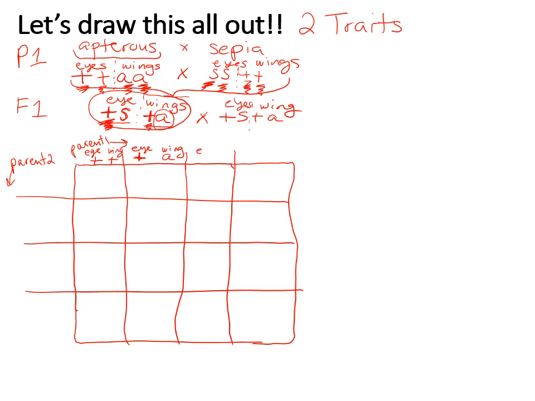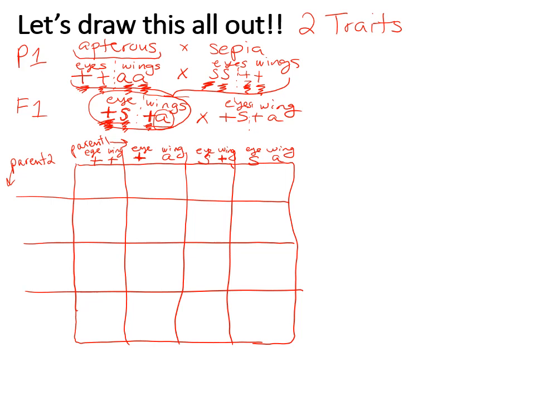Then that fly can also, for eyes, if it doesn't give a wild type allele, what does it give? It gives its recessive allele. And then for wings, it can either give wild type or a. So we'll give wild type here for wings. And then the last one, eye and wing, it can give its recessive, or for wings, it can also give recessive.